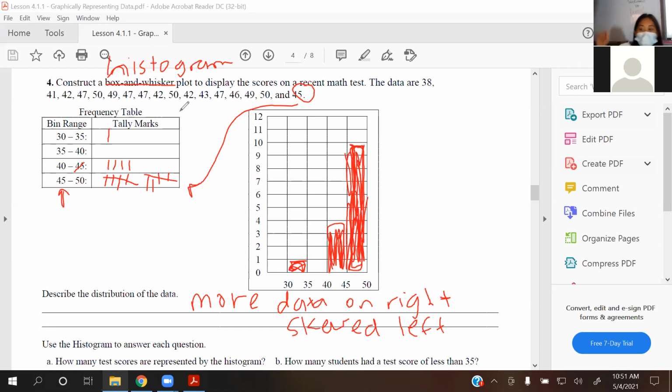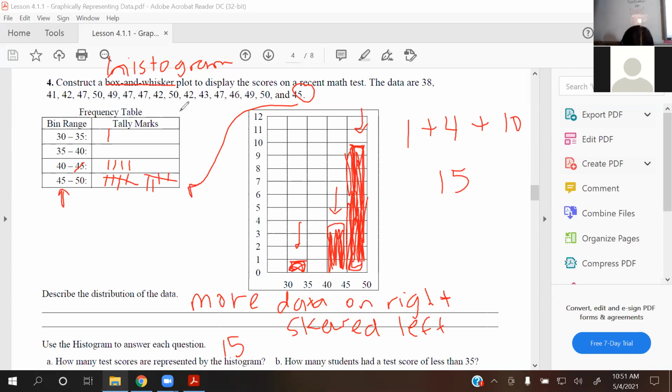We're going to use this histogram to answer questions. So the first question says, how many test scores are represented by the histogram? All you have to do is count the frequency for each of them. So this one has a 1, this one has a 4, this one has a 10. You add it all up, you get 15. 15 test scores are represented by the histogram. So you just add up all the frequencies.